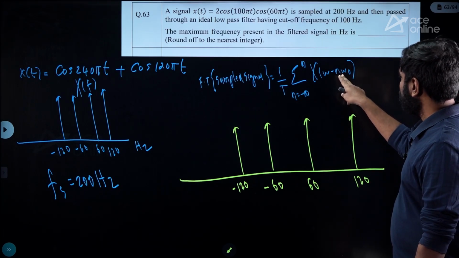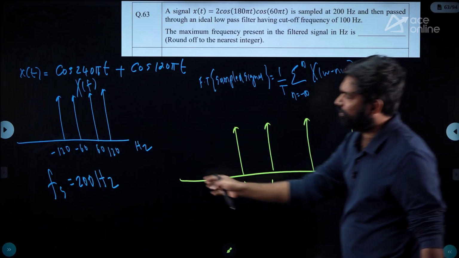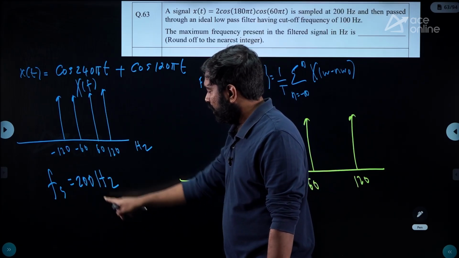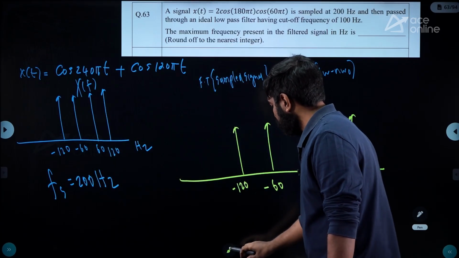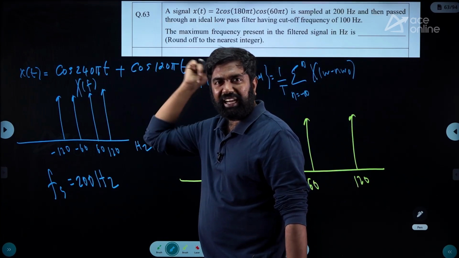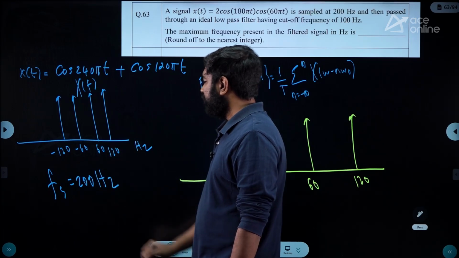When you take n as 1, it is X of omega minus omega naught. You have to shift this entire spectra towards the right side by your sampling frequency. What is the sampling frequency? 200 Hertz. I will use another color where I shift this entire spectra towards the right side by 200. What is minus 120 plus 200? 80.